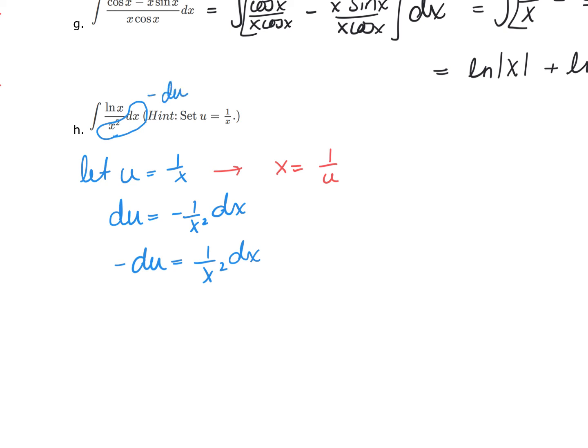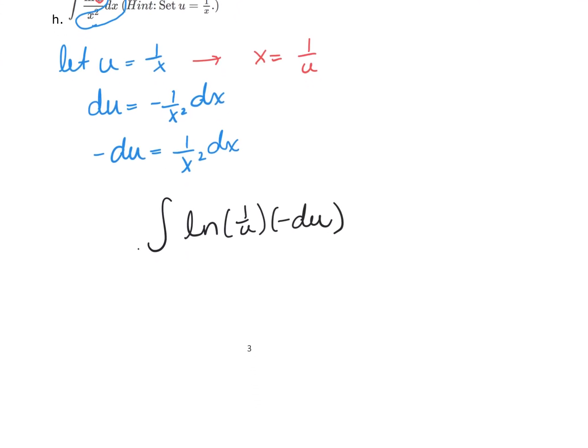I want to have this all in terms of u. And if I don't do something with the x in terms of u, I would have the natural log of x multiplied by negative du. So I need everything in terms of u. So this x gets replaced with 1 over u. Now my integration now is the natural log of 1 over u multiplied by negative du.